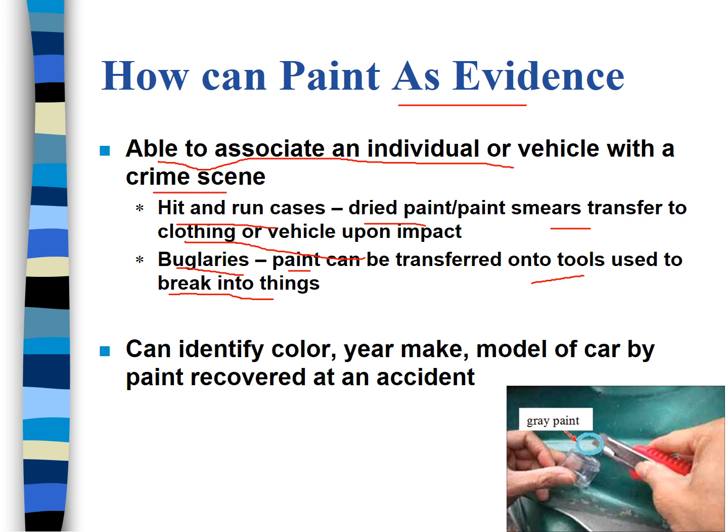So basically from the paint we will identify the color, the year of making of the paint, and the model of the car by the paint recovered at an accident. Okay, this is the information we will get from the paint.